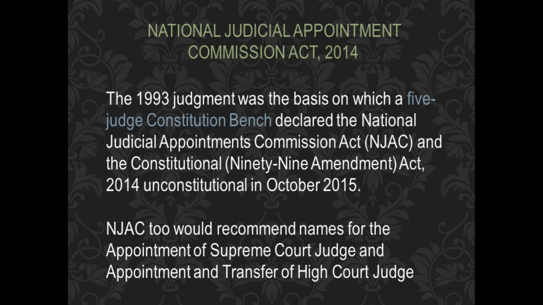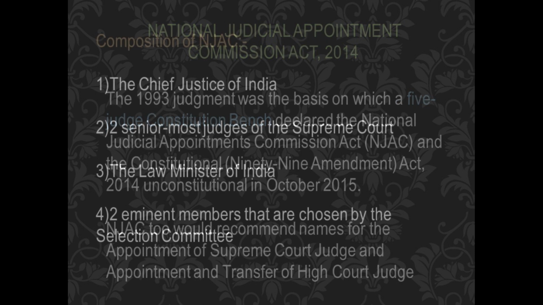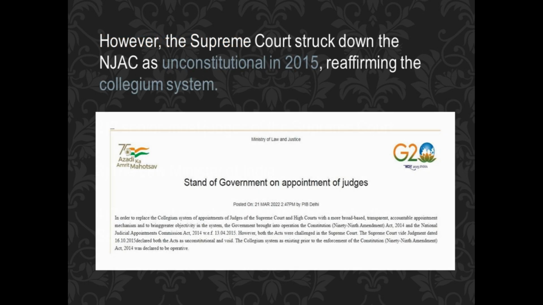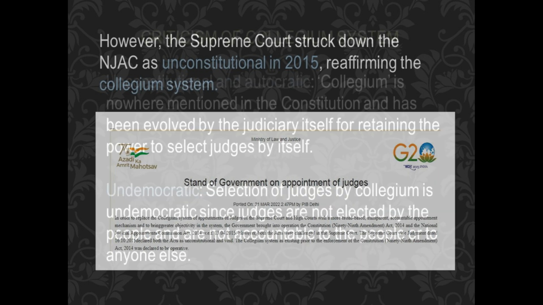NJAC too would recommend names for the appointment of Supreme Court judges and the appointment and transfer of High Court judges. Composition of NJAC: the Chief Justice of India, 2 senior-most judges of the Supreme Court, the Law Minister of India, and 2 eminent members chosen by the selection committee. However, the Supreme Court struck down the NJAC as unconstitutional in 2015, reaffirming the Collegium system.